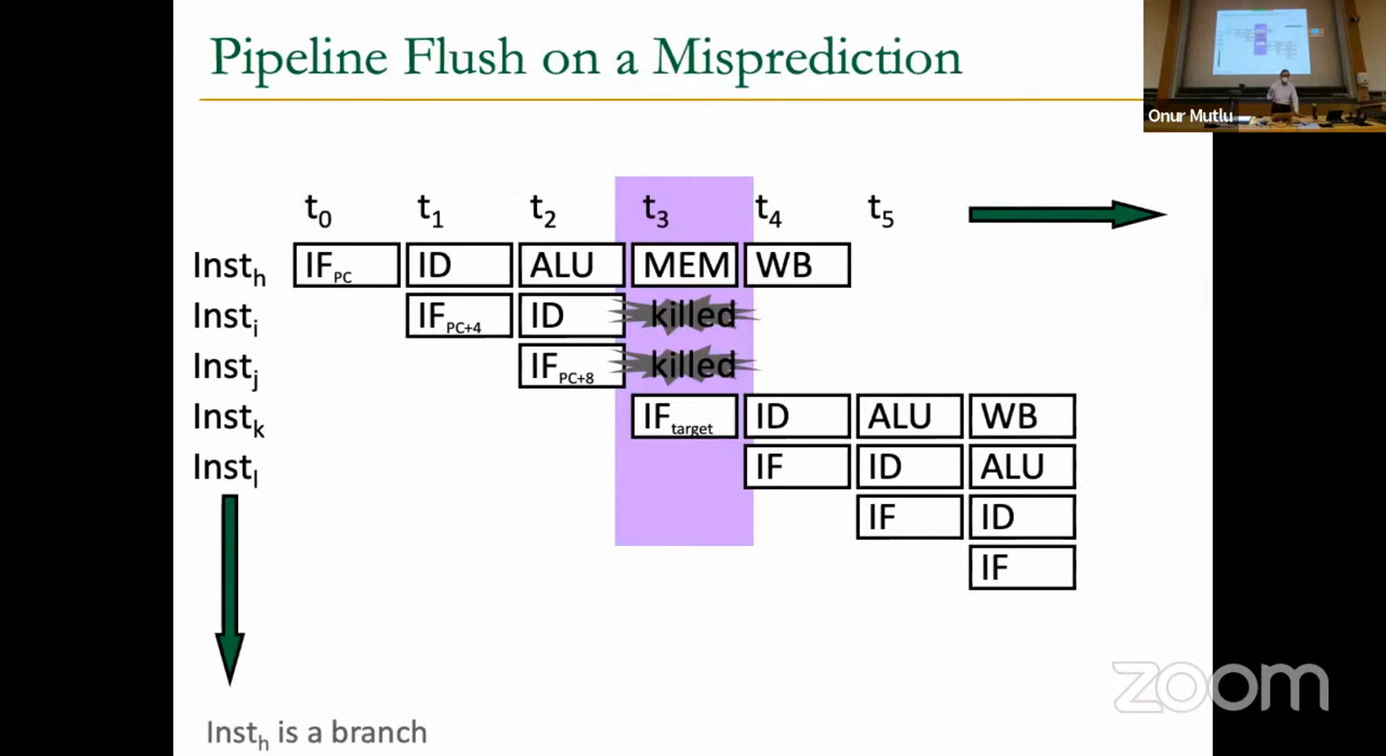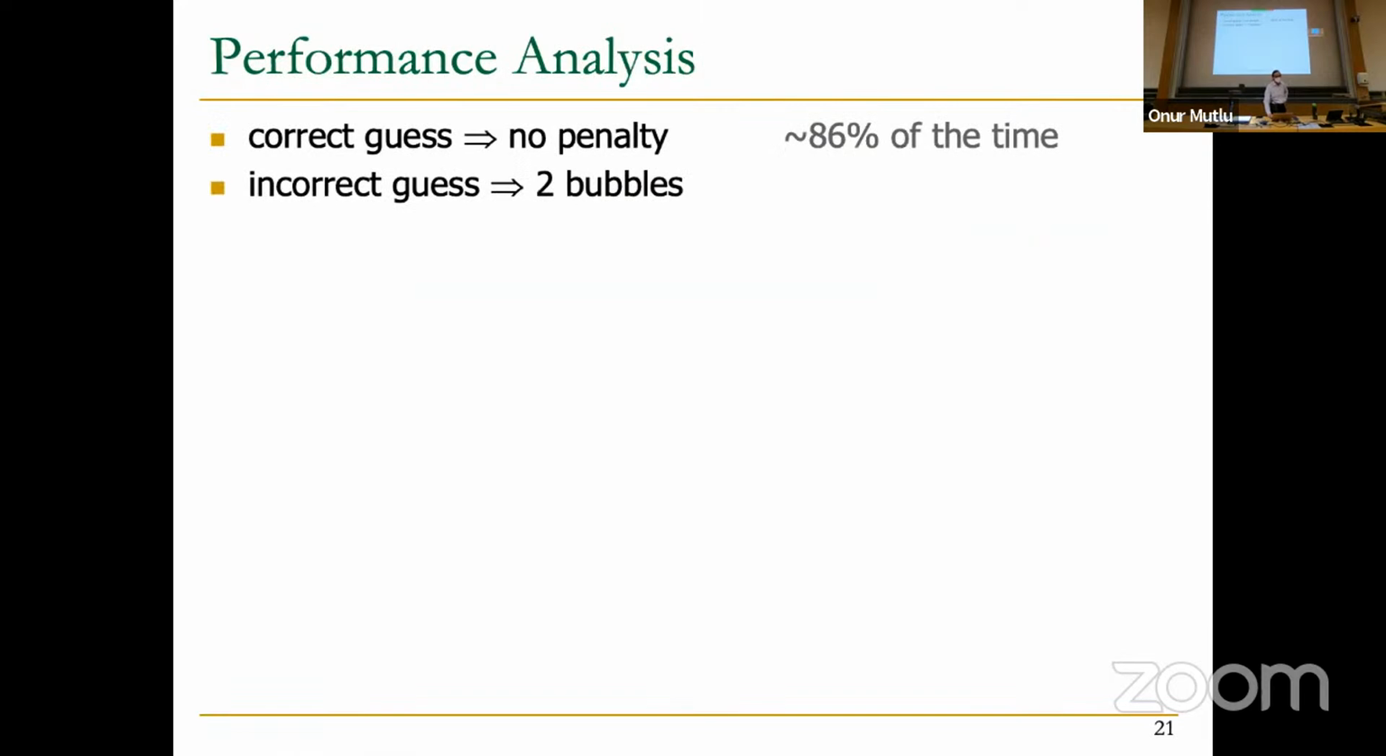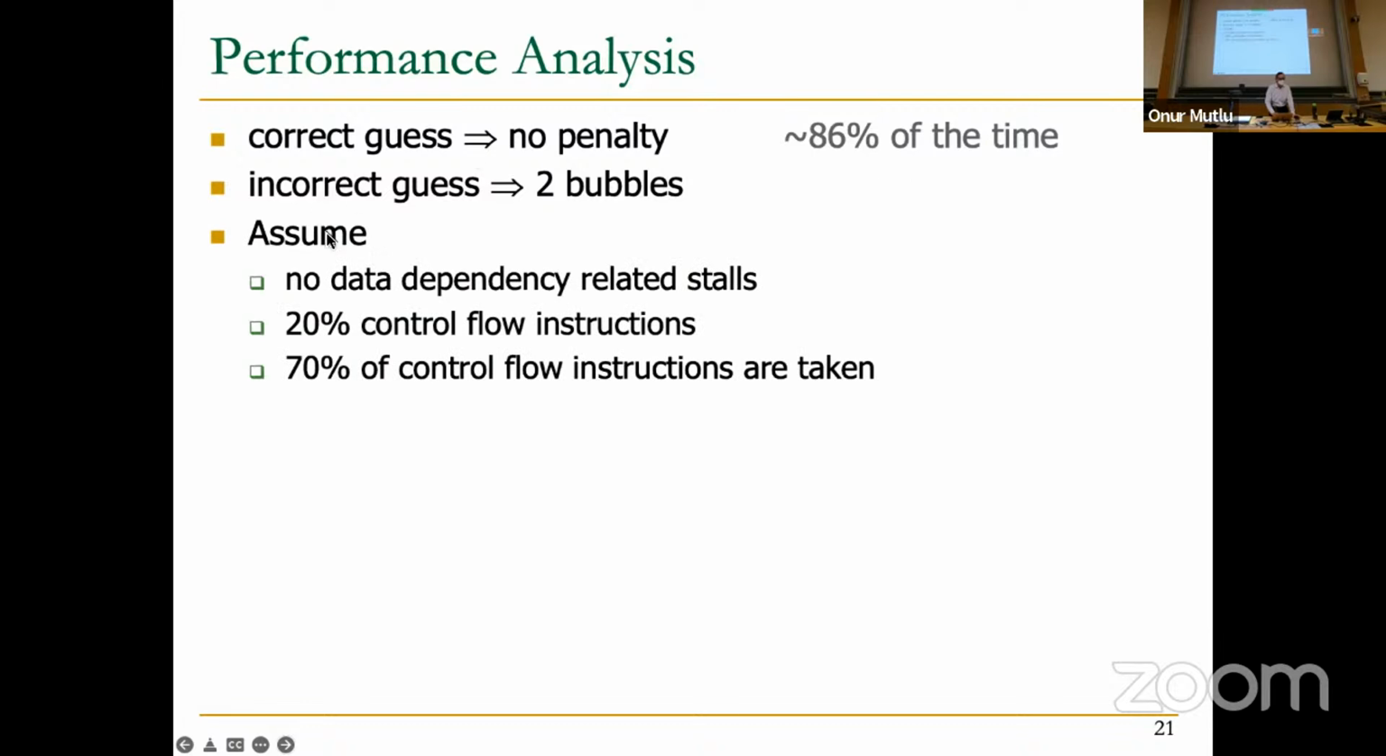We've already seen a lot of the things that I'm going to discuss right now, which is early resolution of the branches. So let's do some performance analysis. We kind of did this earlier, but assume you have a correct guess, no penalty. Incorrect guess, only 2 bubbles. And 86% of the time you're correct. And no data dependency related stalls, 20% control flow instructions, and 70% of control flow instructions are taken.